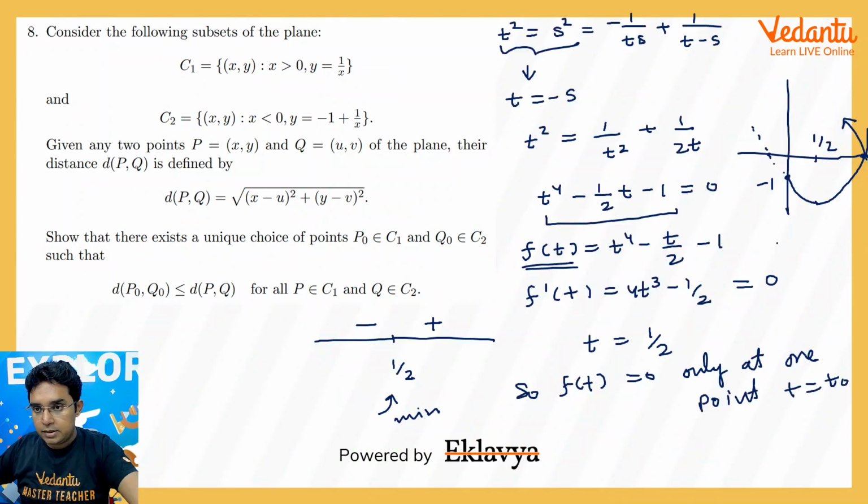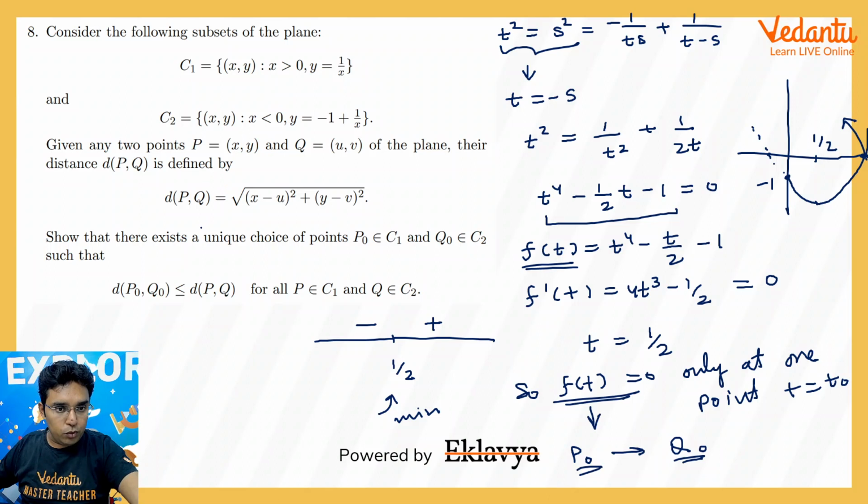So this t naught given by f(t) = 0 will give us p naught, and then correspondingly we can find q naught also. And we need not find p naught q naught. They are only saying that we have to prove that there exists a unique choice of p naught and q naught, so that the distance of p naught q naught is less than or equal to the distance of p comma q for all p belonging to C1 and q belonging to C2. So I think this way we are done with this.